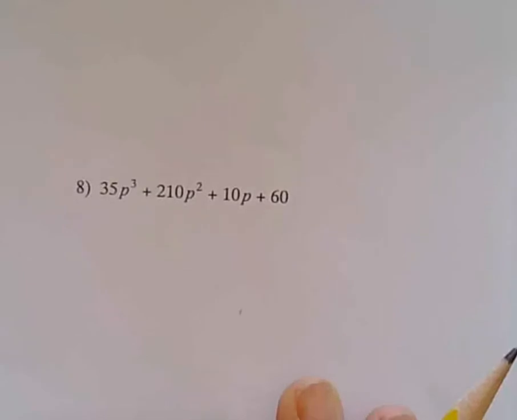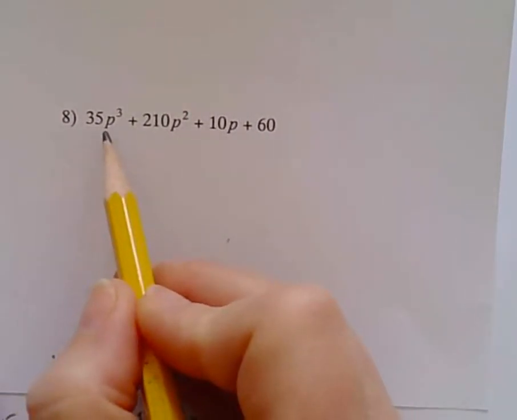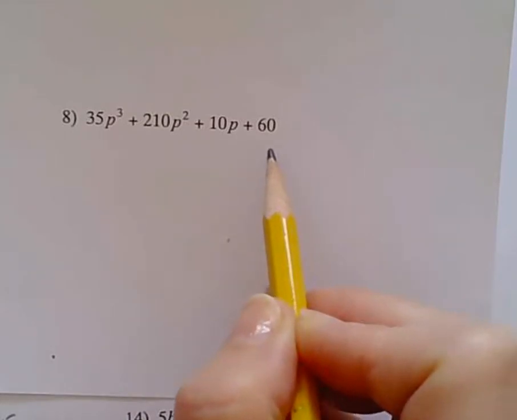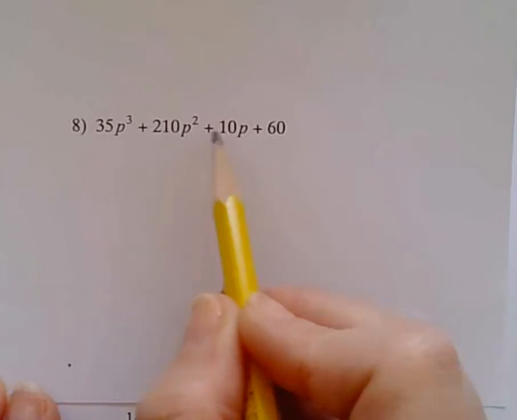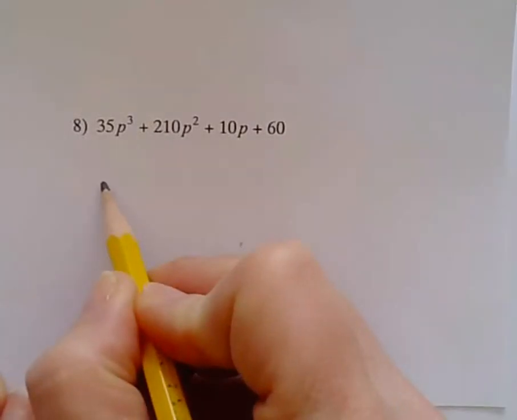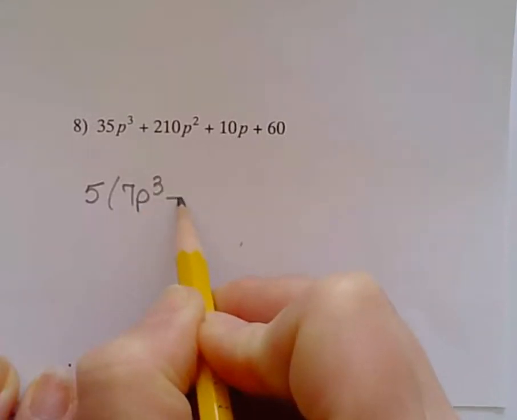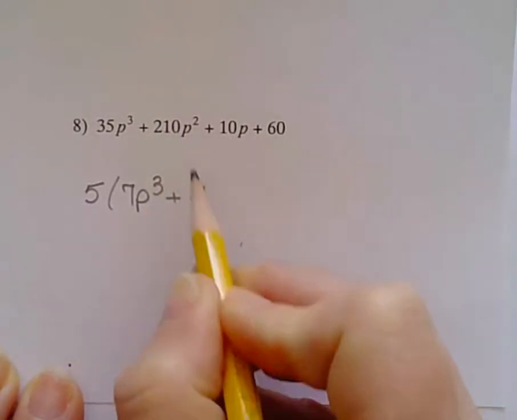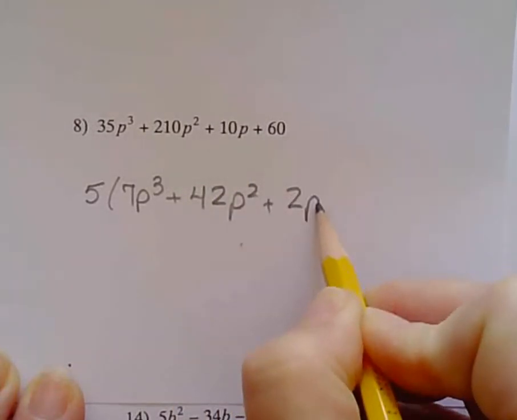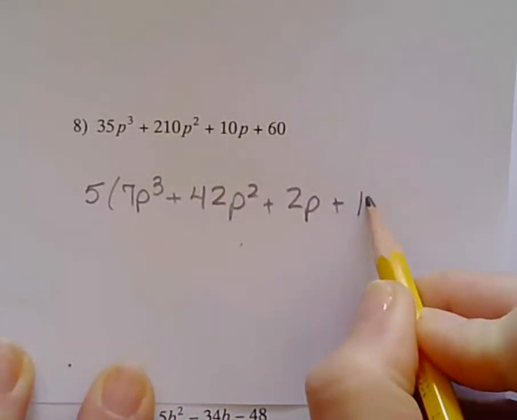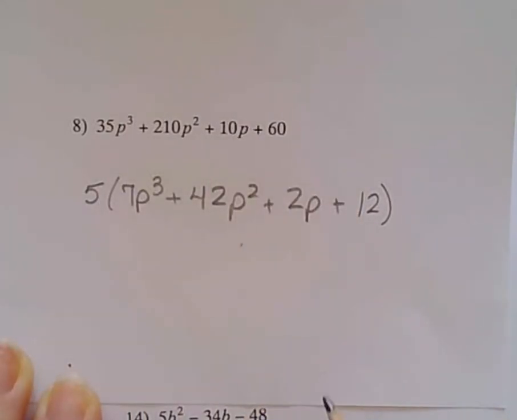Number 8. First thing, always GCF. Let's find one. Okay, definitely not for a p, but maybe a number. 35, well that's 5 and 7. Yep, let's try 5. So if I pull out a 5, 7p to the third plus 5 out of 20, 5 out of 10, that's a 2p plus, and 5 goes into 60 12 times. So if you distribute, we would get back to our original.